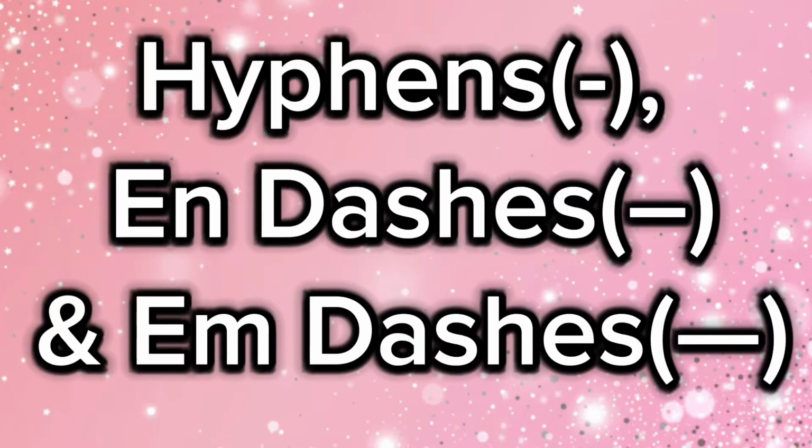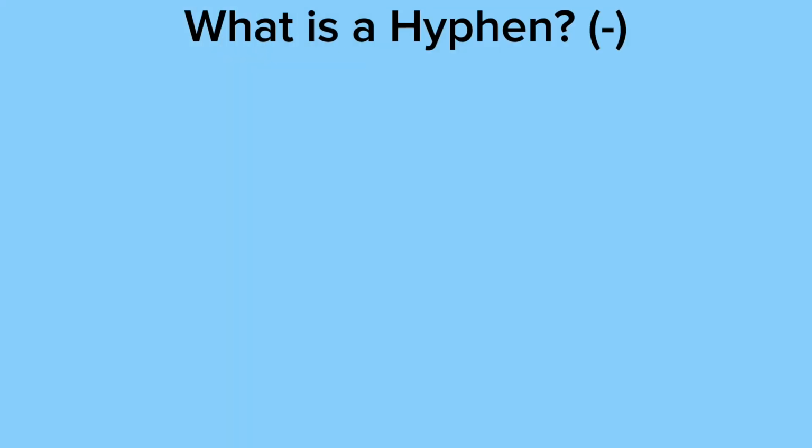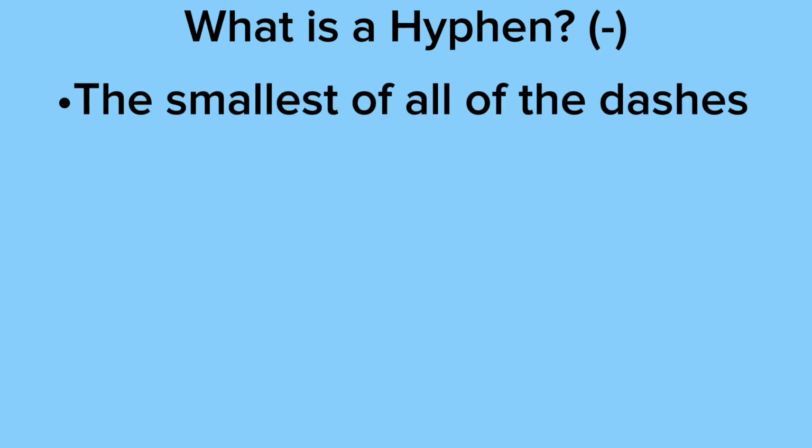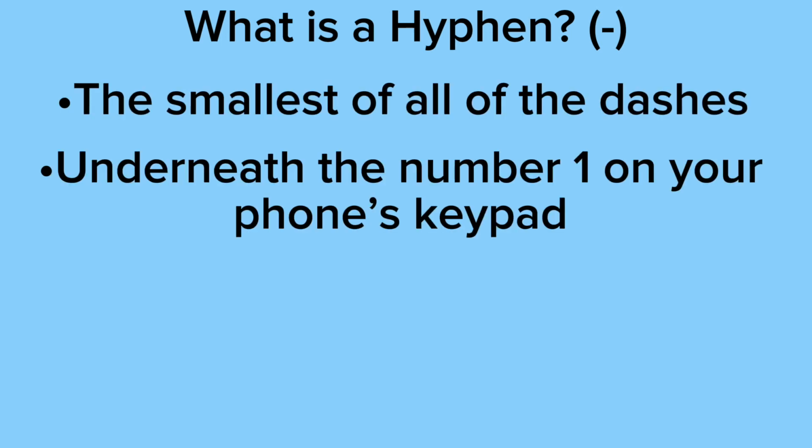In this video, you'll be learning about the difference between hyphens, en dashes, and em dashes. So for starters, what is a hyphen? Hyphens are the smallest of all the dashes. Hyphens are underneath the number 1 on your phone's keypad.